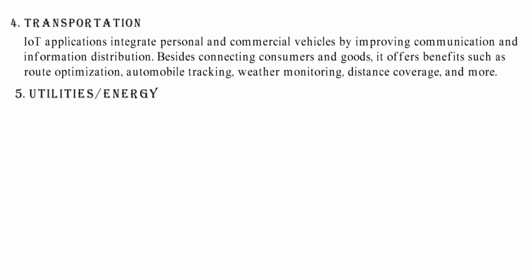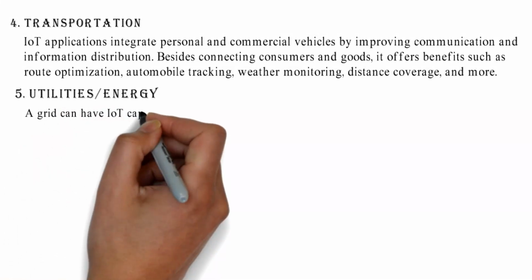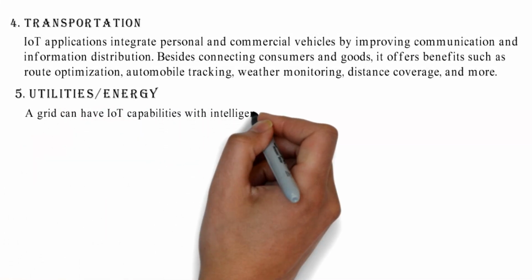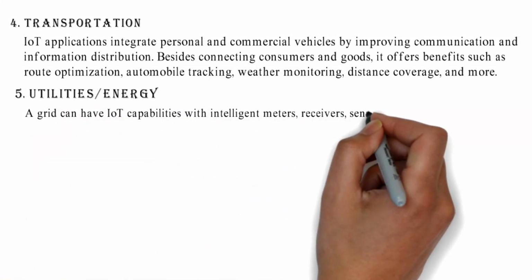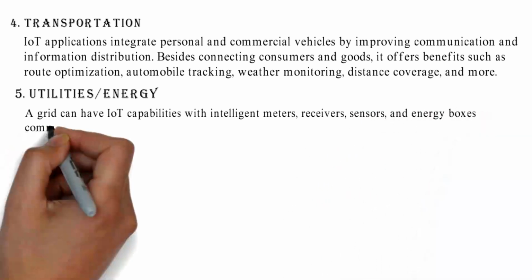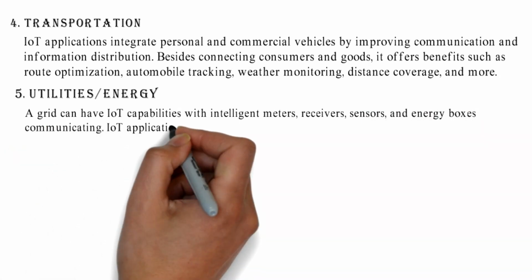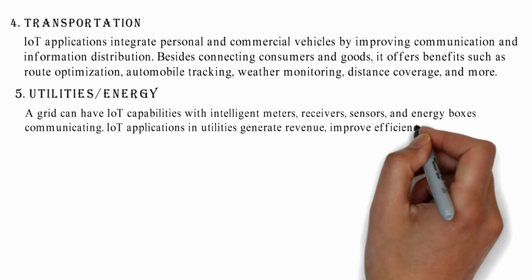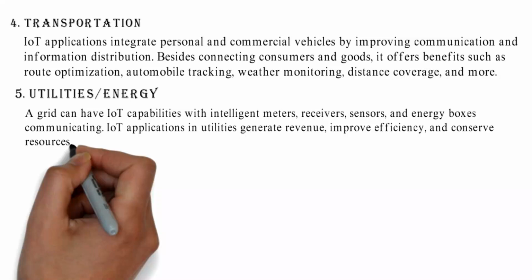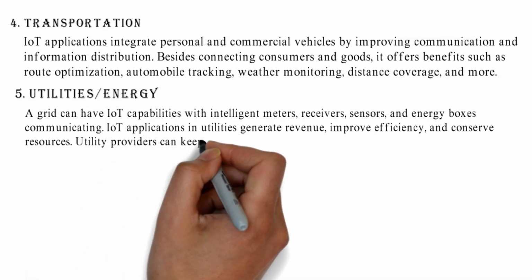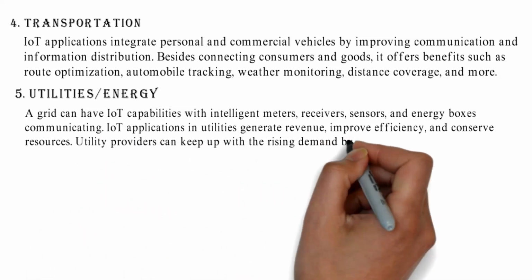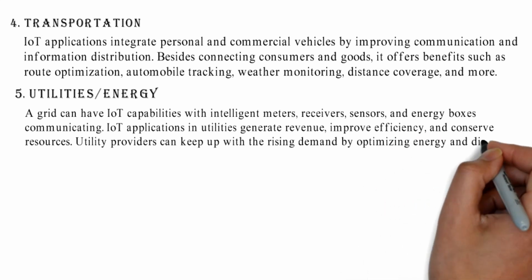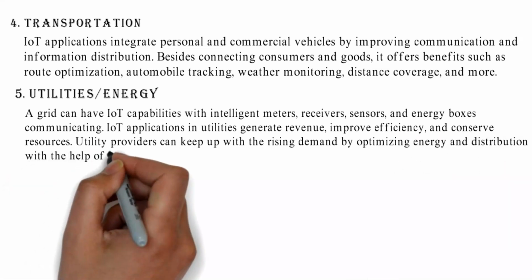Five. Utilities/energy. A grid can have IoT capabilities with intelligent meters, receivers, sensors, and energy boxes communicating. IoT applications in utilities generate revenue, improve efficiency, and conserve resources. Utility providers can keep up with the rising demand by optimizing energy and distribution with the help of IoT.